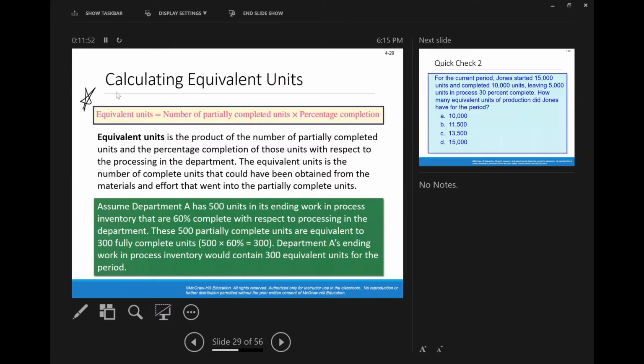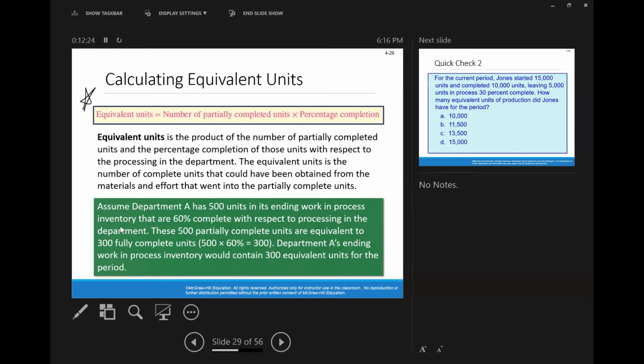All right, so here's the little formula, equivalent units. So we're going to use number of partially completed units. They'll tell us how many have been partially completed and what is the percentage. So we're going to multiply that together to get the answer. So assume department A has 500 units in its ending work in process inventory that are 60% complete with respect to processing in the department. Okay, so we have 500 units, but they're not completed in full. So that's why we didn't pull them out.